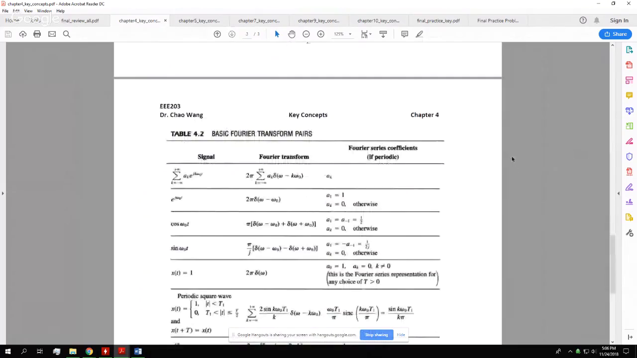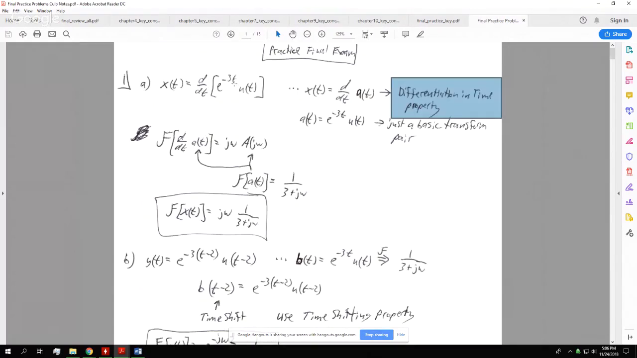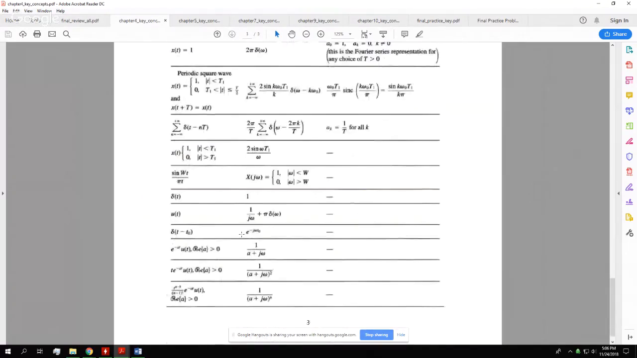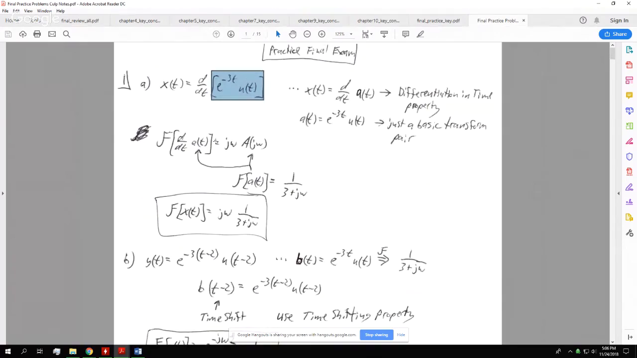And then the next table is your basic transform pairs, which is very useful because nobody wants to do this stuff by hand when you actually get out into the field, into industry. Anyways, it looks like our signal was some exponential times a unit step. So we're just going to find an exponential times a unit step. And look at that, there it is. Exponential times a unit step, with the real part of A being greater than 0. And this is the transform pair. So that's straightforward. I put that right here.